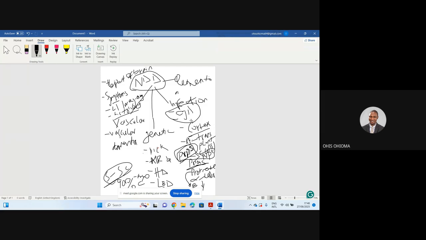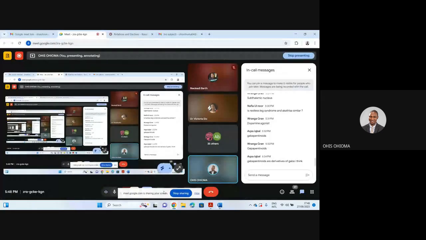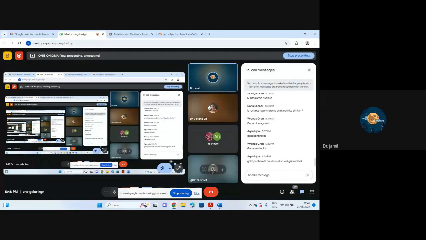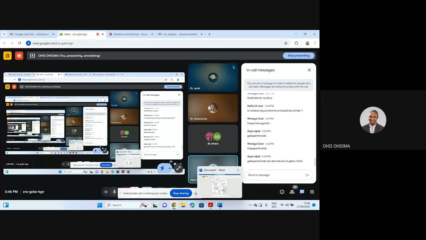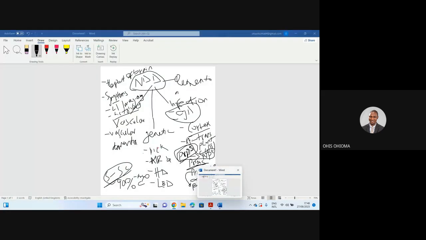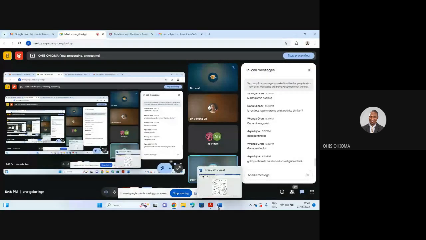But before I go further, can anybody tell me the CD4 count that a patient will have in order to have HIV dementia? What's the CD4 count? Less than 200, yes. So less than 200 is the answer. The patient will have less than 200. You should know that, because sometimes they can bring that as a question.